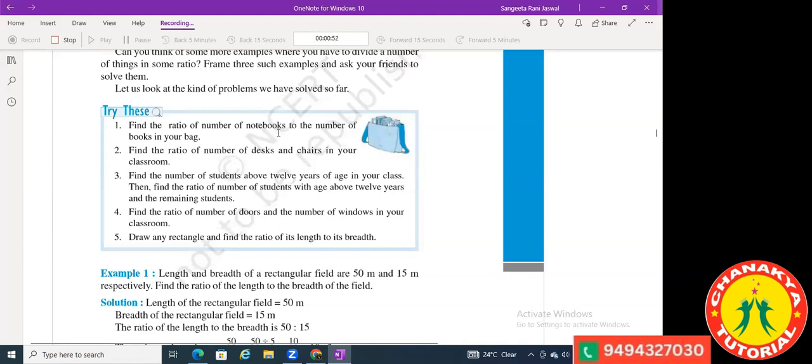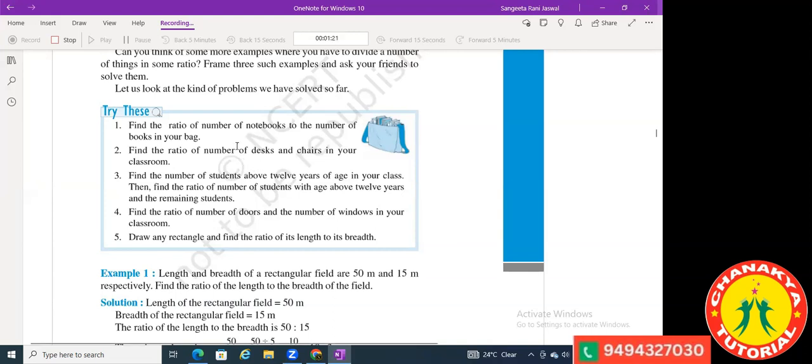Tell me this. Find the ratio of the number of notebooks to the number of books in your bag. Ma'am, we should check our books in our bag. How many are there? Do you have your bag next to you? Yes, ma'am, it's behind me.